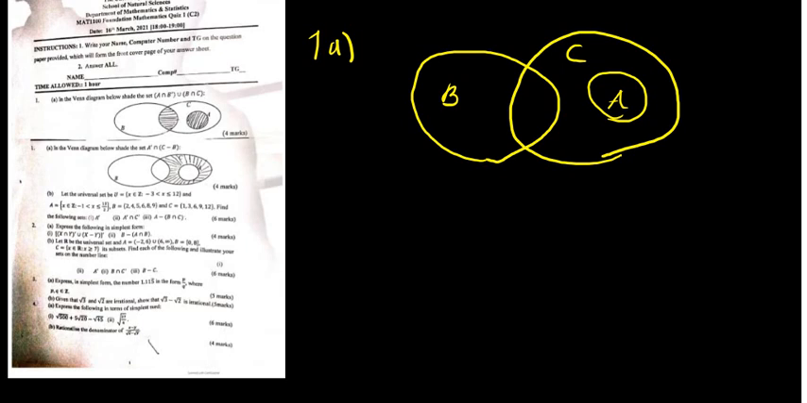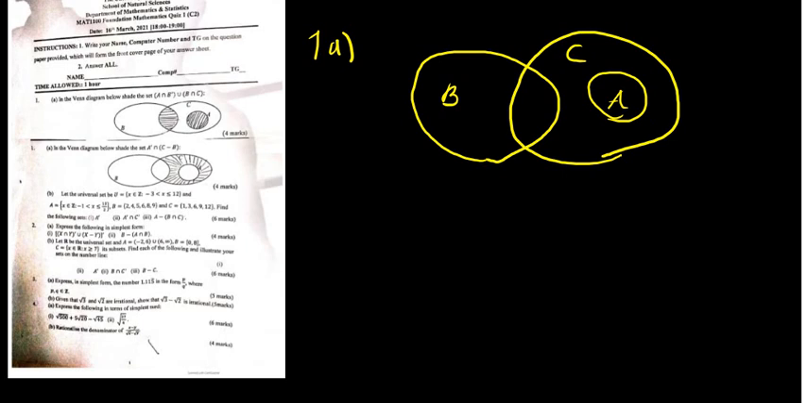So shading this one, A intersection B complement. B complement just means the values that are not found in B. So the values that are not found in B are here, in C and A, but not where they intersect B and C. That is B complement. Now where do they intersect with A? As you can see, where they intersect with A is just the A part.